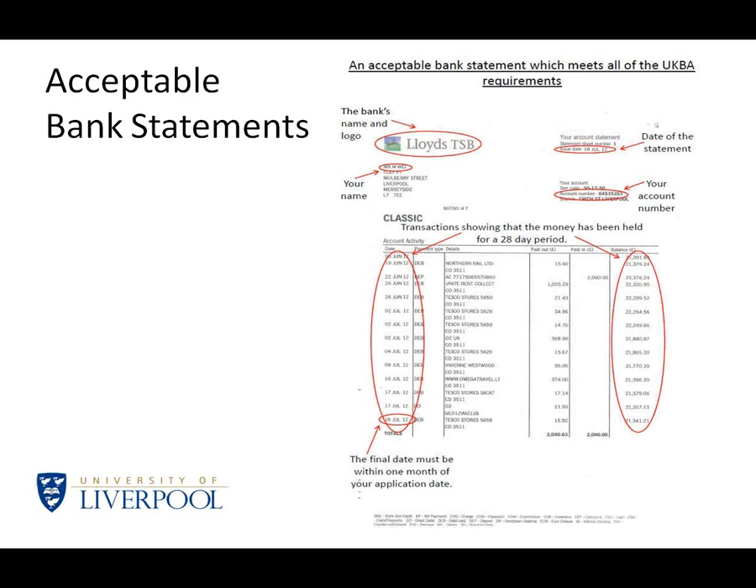So this is an example of a bank statement which does meet all of the requirements we've just discussed. So you can see there the bank's name and logo, your name, the date of the statement, your account number, and you can see there a list of transactions covering a 28-day period. And also, very importantly at the bottom there, you need to check that that final date, the last transaction, is within a month of the date that you're making your visa application.